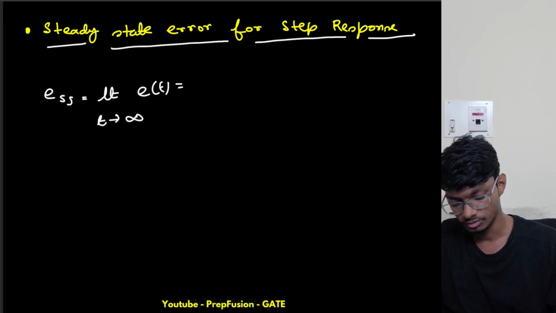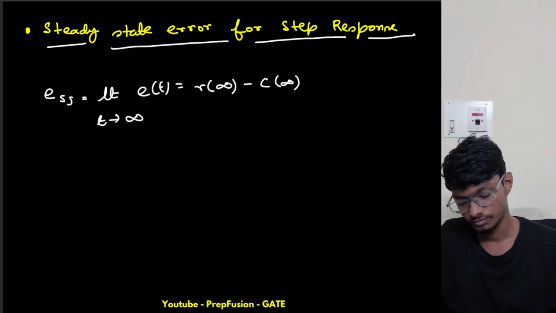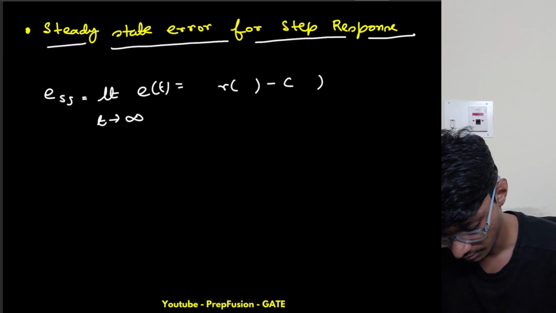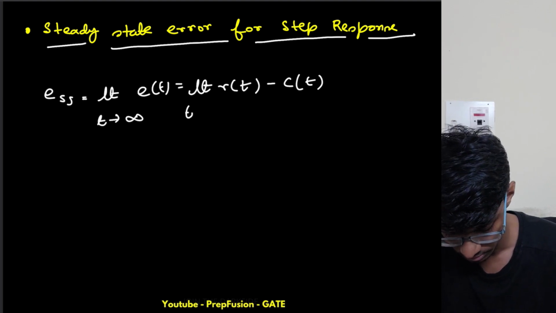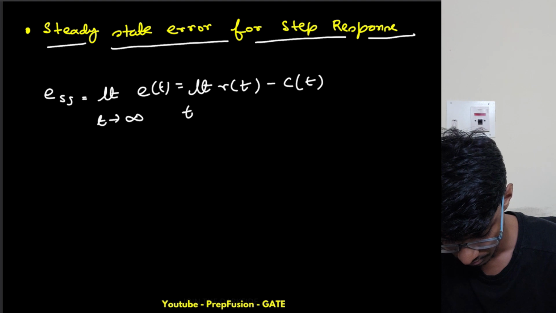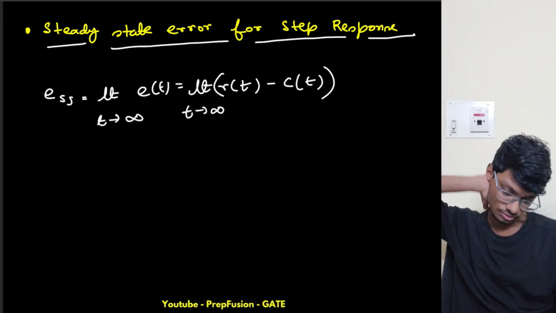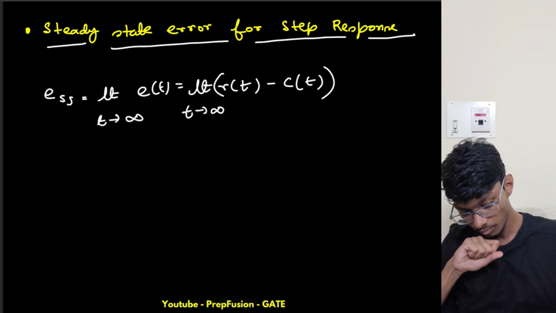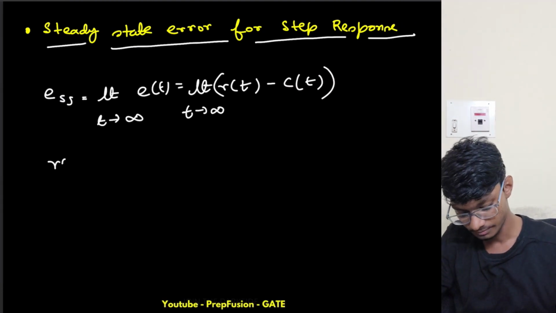Limit, now I will not put limit, I will directly put infinity. So this is R of infinity minus C of infinity. Okay, I will put limit because I have to put the value of C also here. Limit t tending to infinity, so this is my steady state error. Now what is my R of t? R of t is simply a unit step.